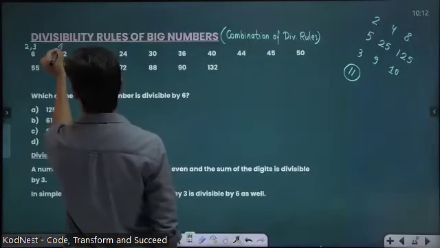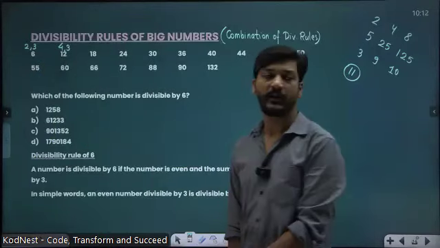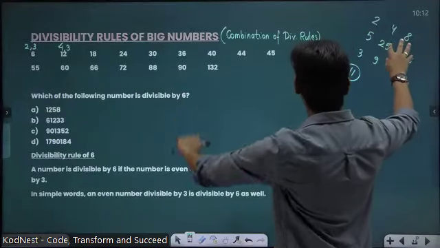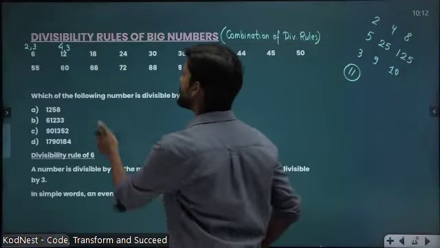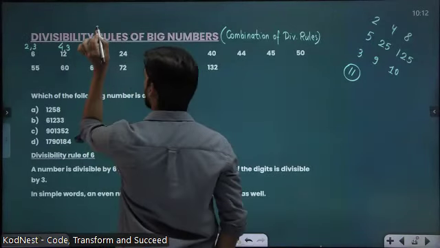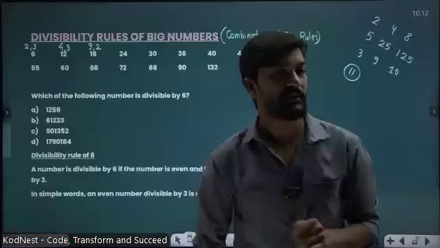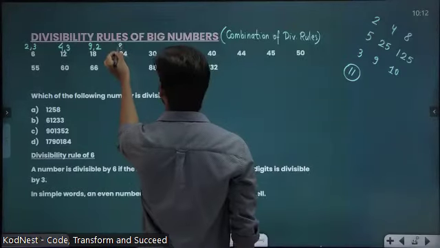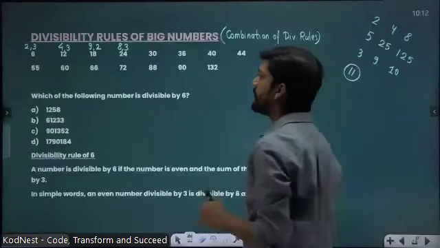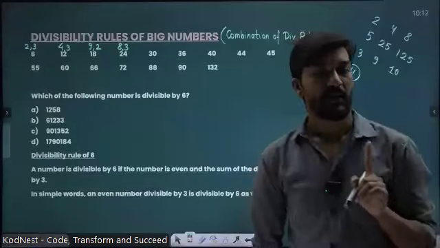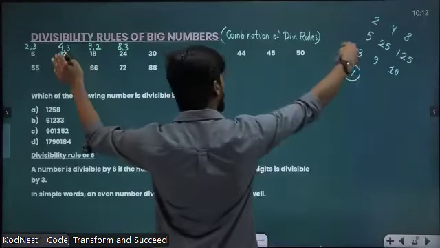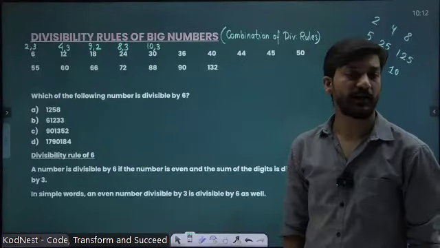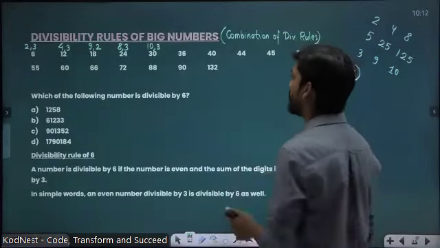4 and 3. Okay. Which pair will you take for 18? Only see there, don't see here. From these numbers, the pair you will create is 9 and 2. Okay. Next, 24. What pair will you take? 8 and 3. Now for 30, what will you take? 10 and 3, not 6. Don't take 6, take from there only. So 10 and 3. 36, what will you take? 9 and 4.